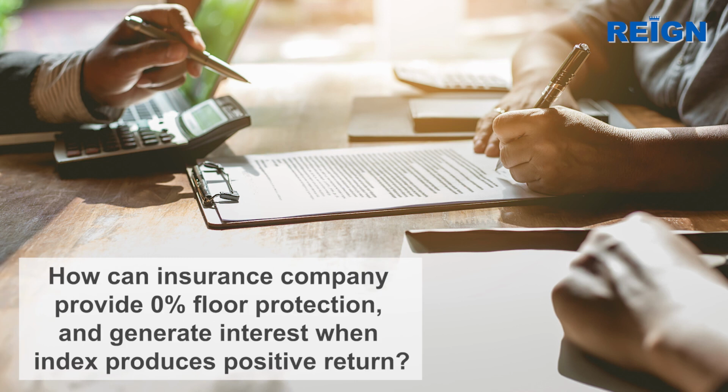See, one of the most common questions I get asked about index universal life insurance policy is, how can an insurance company provide 0% floor protection and generate interest when the index produces a positive return? How does that work? When you pay your life insurance premium, a small portion is to pay for the cost of maintaining the death benefit. The majority of the premium is going into the index calculation account to generate cash value.